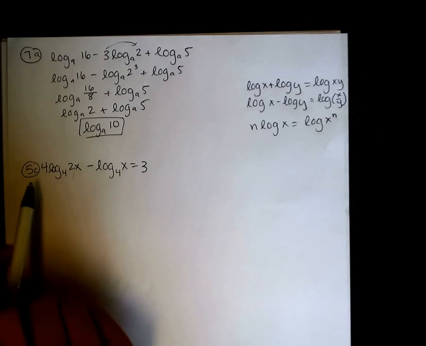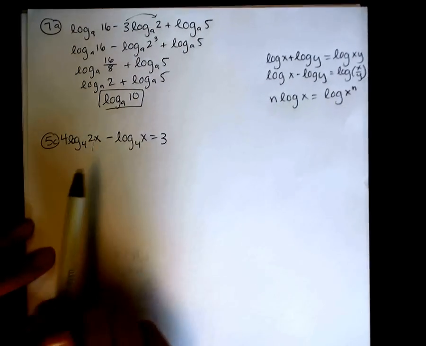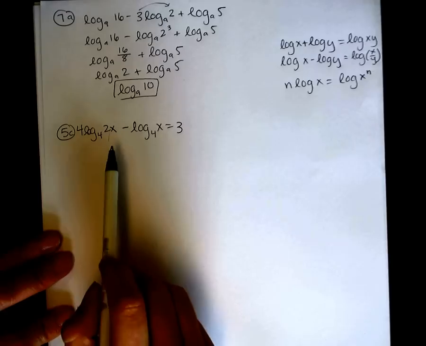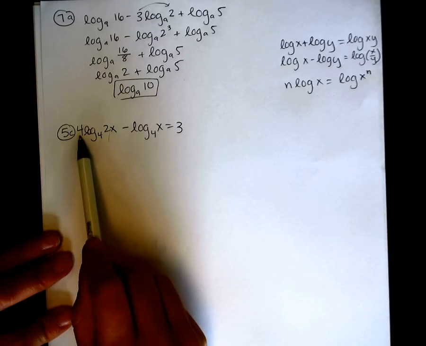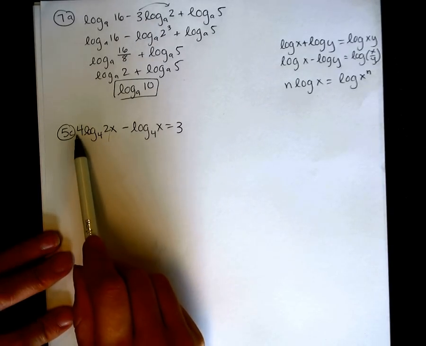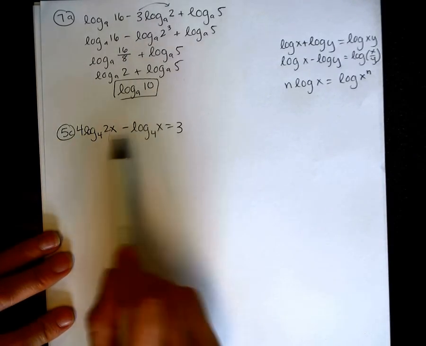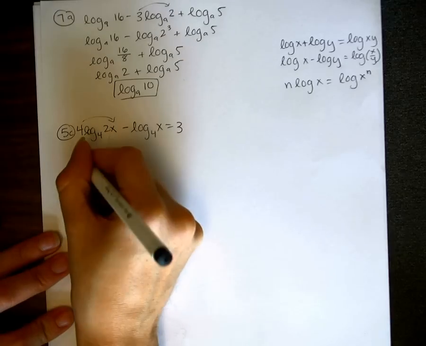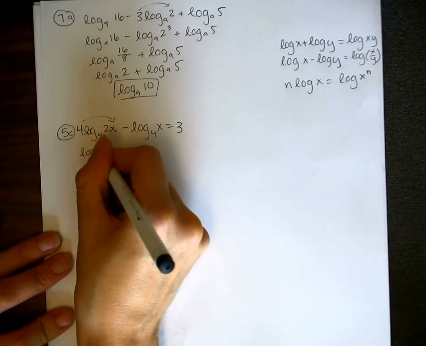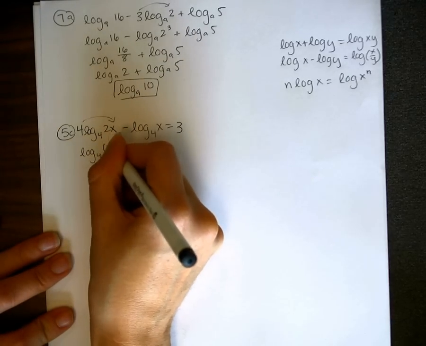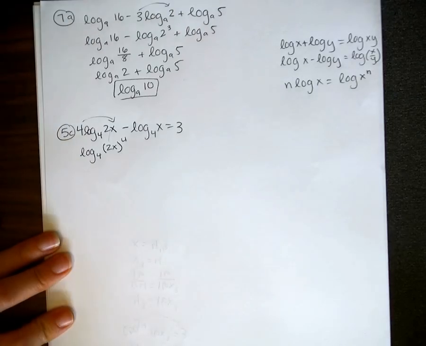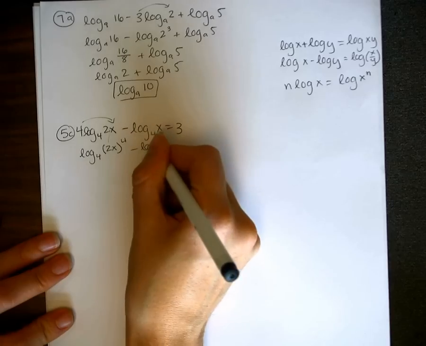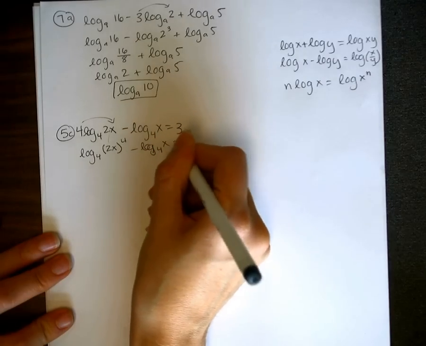Now in number 5, we had to take it a little farther and solve an equation, but the properties part of it is the same. Again, notice you deal with the multiplication first. If I divided by 4, I would have to divide everything. So another way to get rid of that 4 is to pull it up into the logarithm. So I'll now have log base 4 of, and don't forget this whole 2x is going to be raised to the 4th, minus log base 4 of x equals 3.